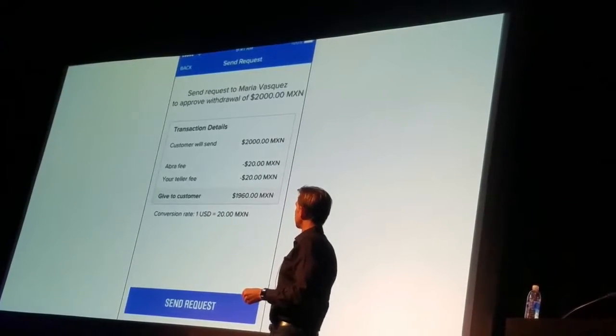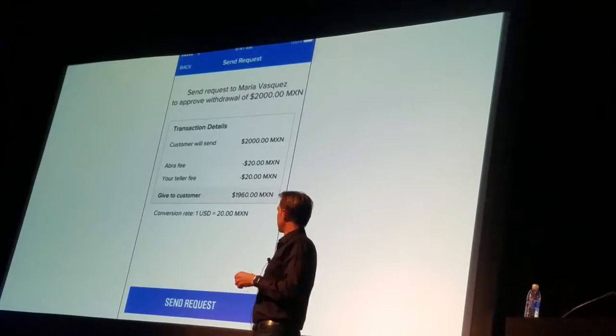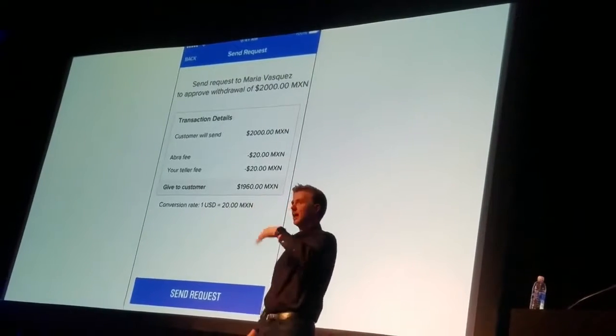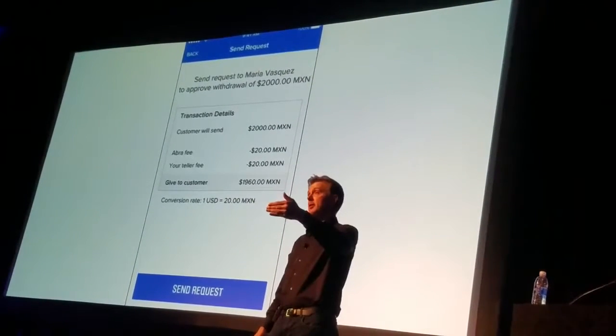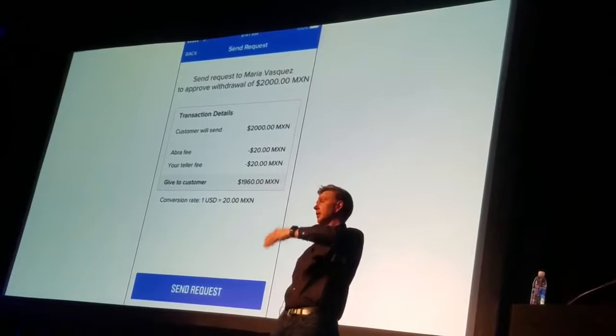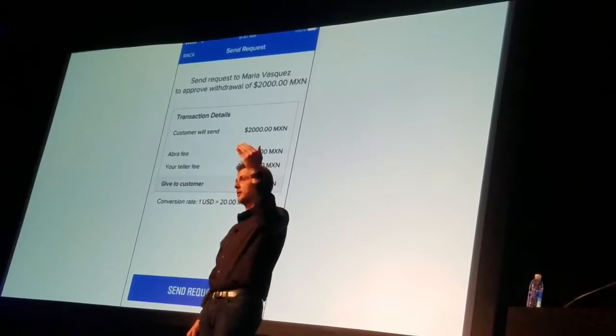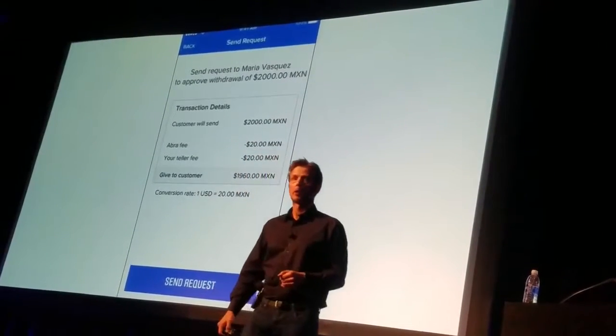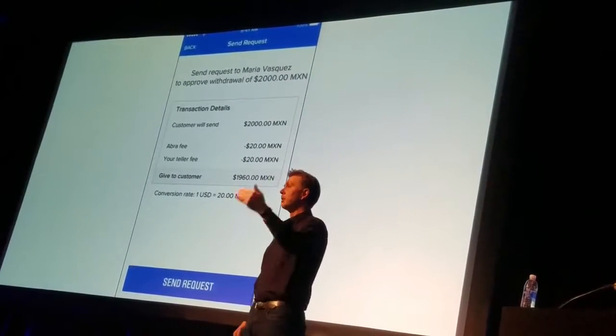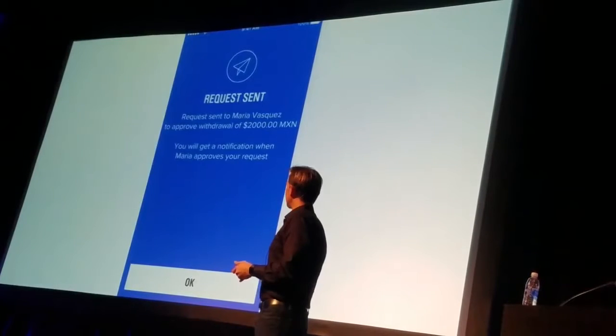In this case, I type in the amount that I'm going to withdraw, 2,000. The app deals with the fees. The teller sets their own fees. So, you know, if you're in an area where there's not a lot of liquidity yet, the fees may be higher. If you're in a city with more competition, the fees may be lower. But we want the network to set their own fees.